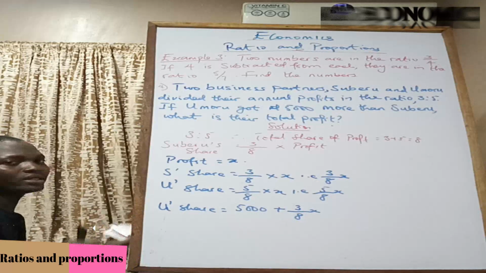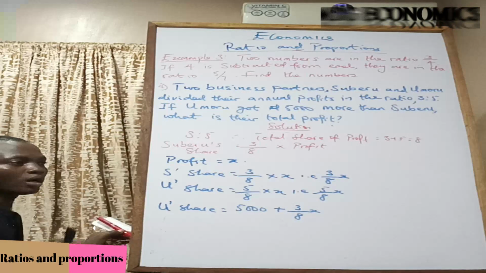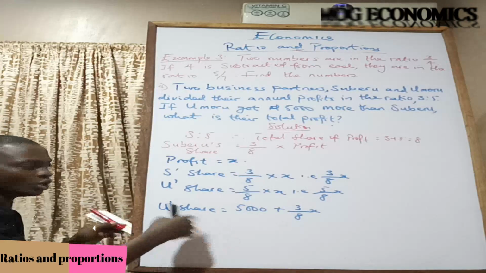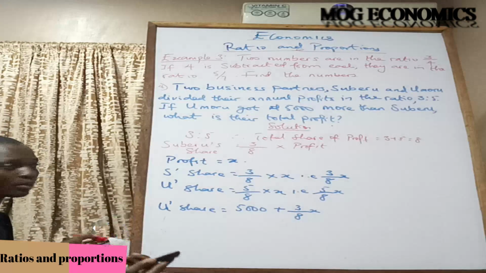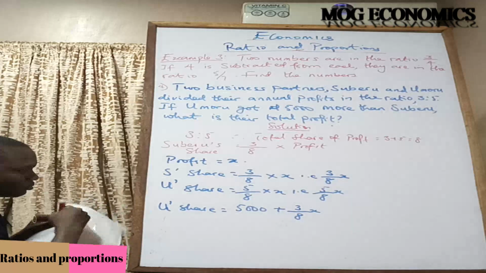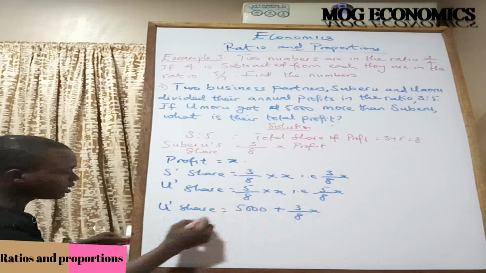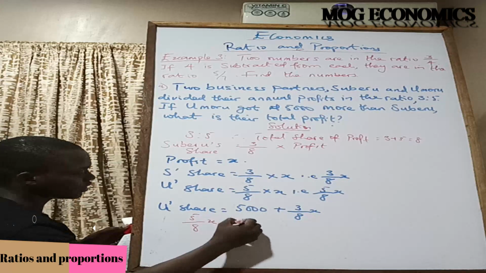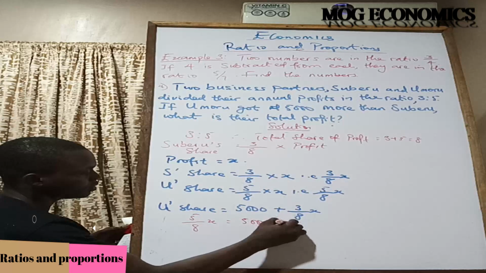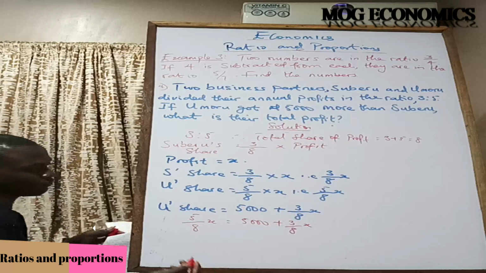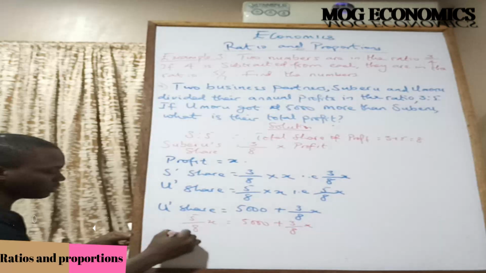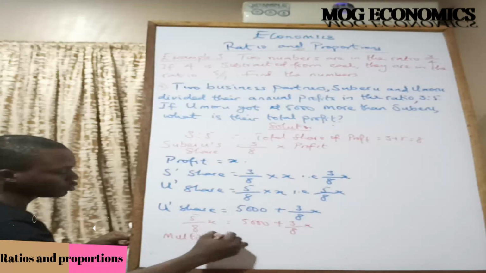So his own share is 5 over 8 of the entire profit. But then alternatively, we can say that Umaru's share was Subaru's share plus 5,000, which is this. So what do we do? We just equate them because they are proportions. So we just do this: 5 over 8x equals 5,000 plus 3 over 8x. So like I've told you before, I just multiply through by the denominator, so by 8 here.